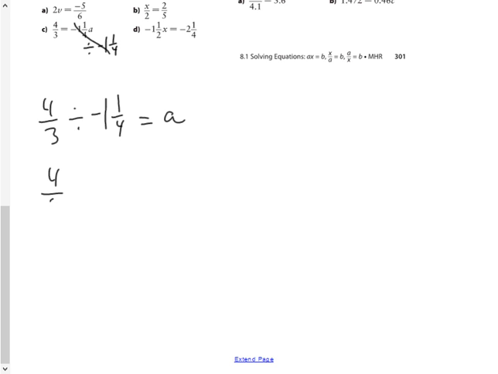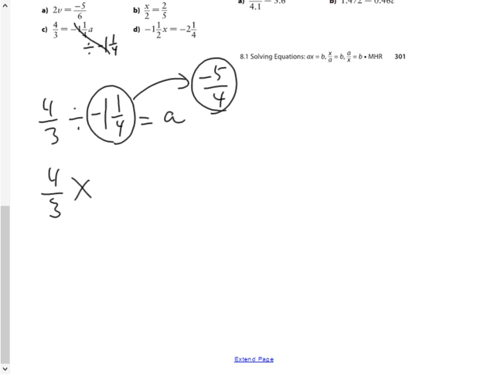So 4/3 stays. I change it to multiplication. I have to use the reciprocal of this mixed fraction. And if you remember before, mixed fractions are best examined when they're improper, because now when I try to do the reciprocal of negative 1 1/4, I'm really going to do the reciprocal of this one, which means when I flip it, I'm going to end up with negative 4/5. All right, I can't cross reduce, so I'm going to multiply my numerators to get 16. I'm going to multiply my denominators to get negative 15. And therefore, a equals negative 16/15.